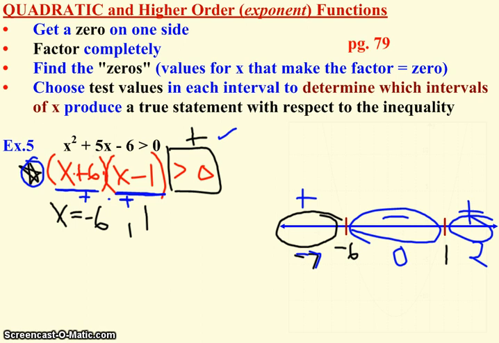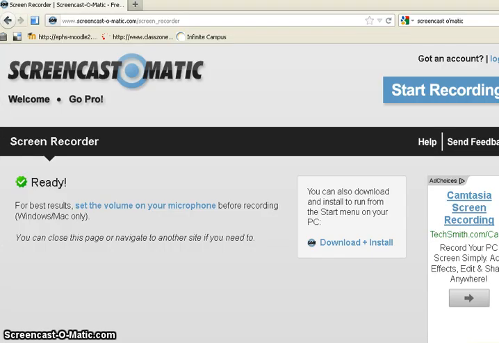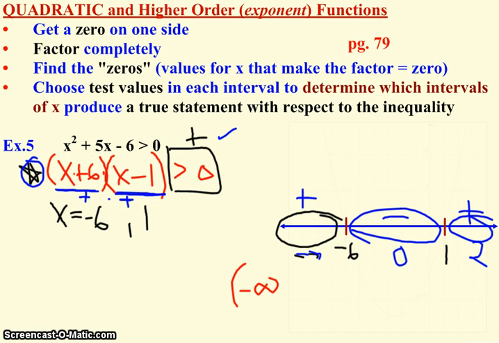Now, as an interval, I would say the solution area is negative infinity to negative 6, and then there's a jump, and then starting up again at 1 to infinity. So any numbers that fit into those intervals will satisfy the inequality.